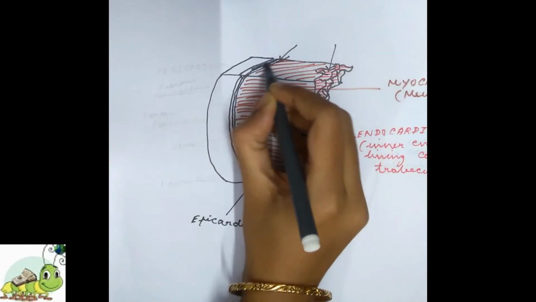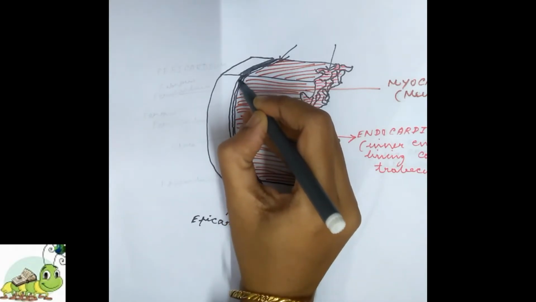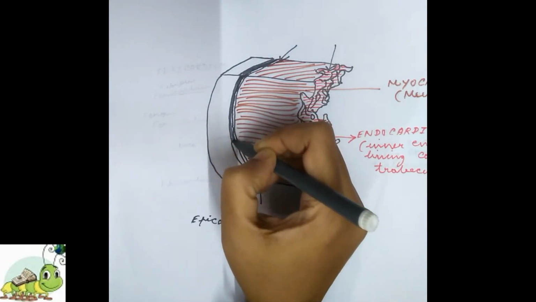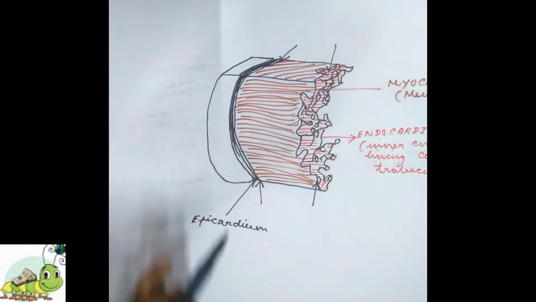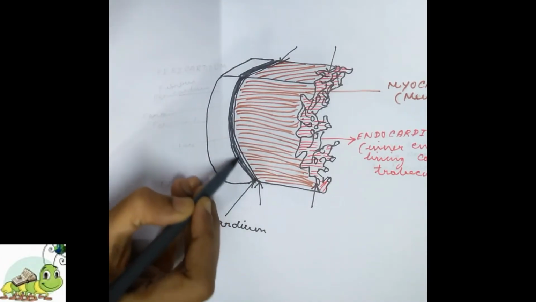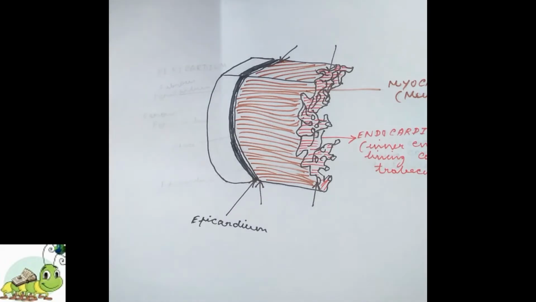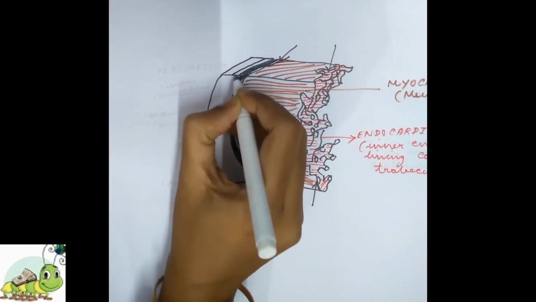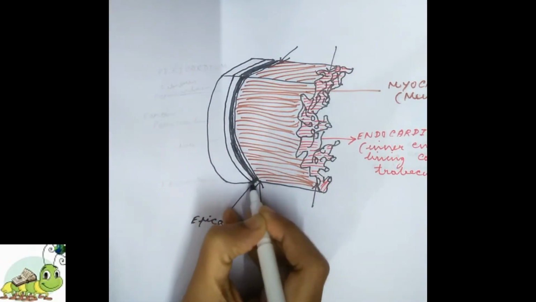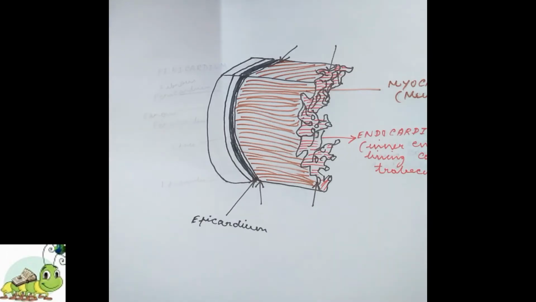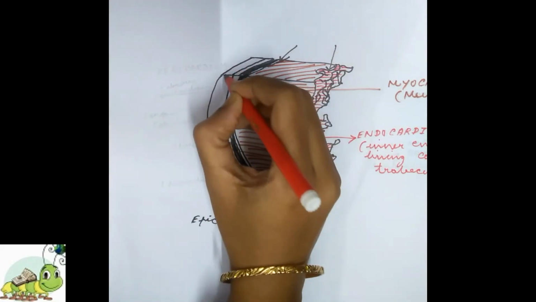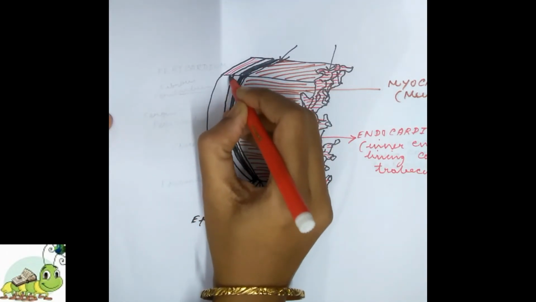Last one is the pericardial cavity, a fluid-filled space between the epicardium and the parietal layer of the serous pericardium. The fluid reduces friction between the pericardial membranes. The parietal layer of the serous pericardium is a serous membrane that's attached to the outermost layer of the heart, the fibrous pericardium.